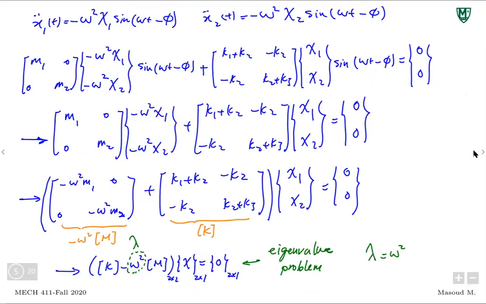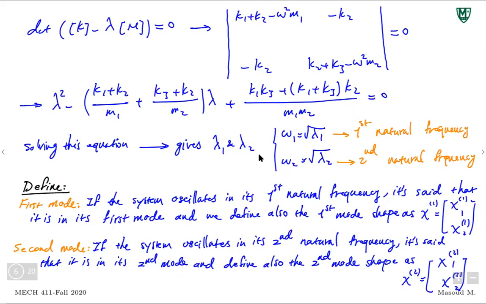We went through the math, we assumed some solution in the form of a harmonic function, and we said if we put things together and assume the motion is harmonic, we'll end up having an eigenvalue problem. And we said solving that eigenvalue problem, we're going to get the characteristic equation, and the characteristic equation gives us two roots.